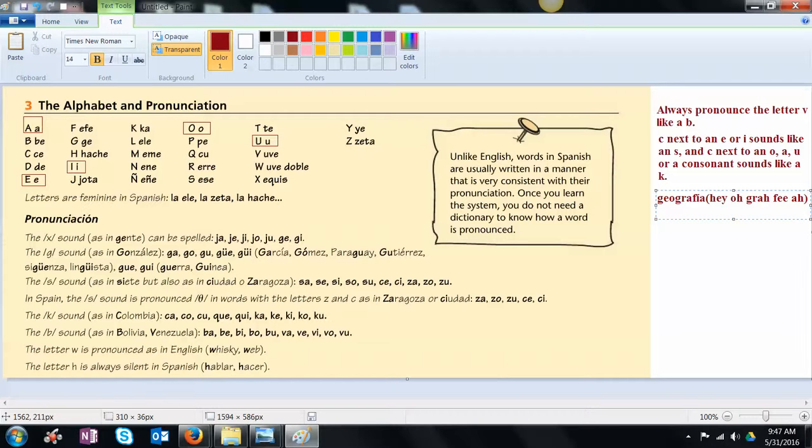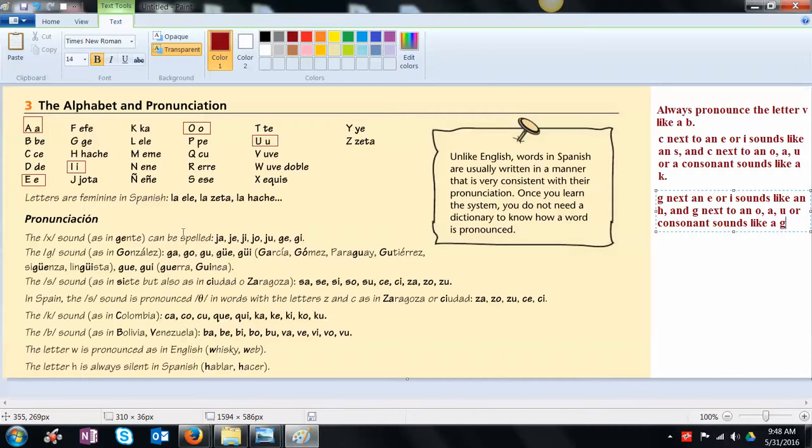So whenever the G is next to, just like the C, when G is next to an E or an I, it sounds like an H, and G next to an O, A, U, or a consonant sounds like a G, okay, or the G we're used to.